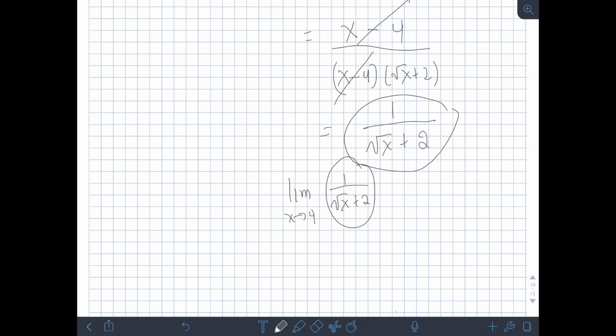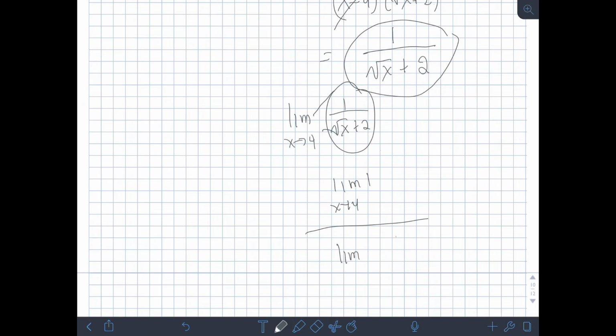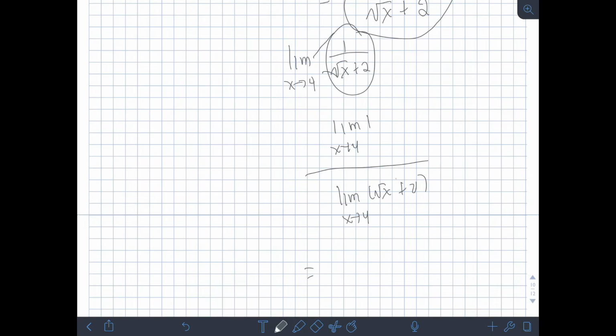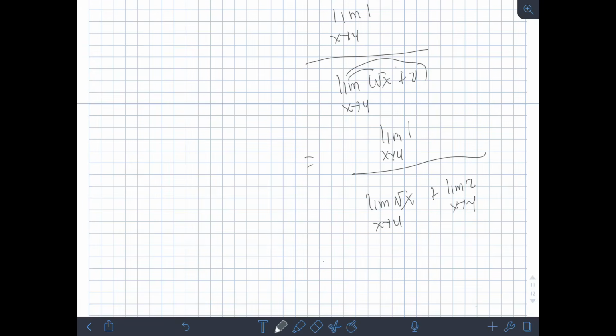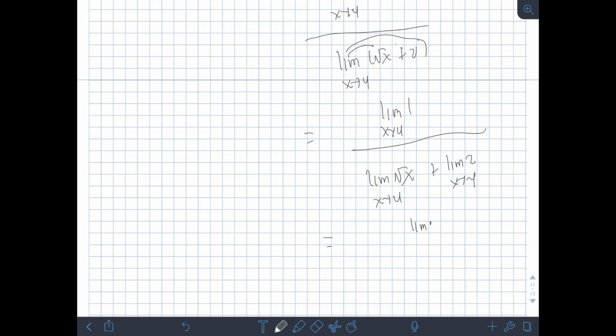So, apply natin yung limit theorem. Distribute natin tong limit as a quotient. So, limit of 1 as x approaches 4 over limit of square root of x plus 2 as x approaches 4. Then, simplify pa natin further. We have limit of 1 as x approaches 4 over, distribute natin tong limit, so limit of square root of x as x approaches 4 plus limit of 2 as x approaches 4. Okay, so we have limit of 1 as x approaches 4 is constant lang. So, 1 lang din yung limit niyan.